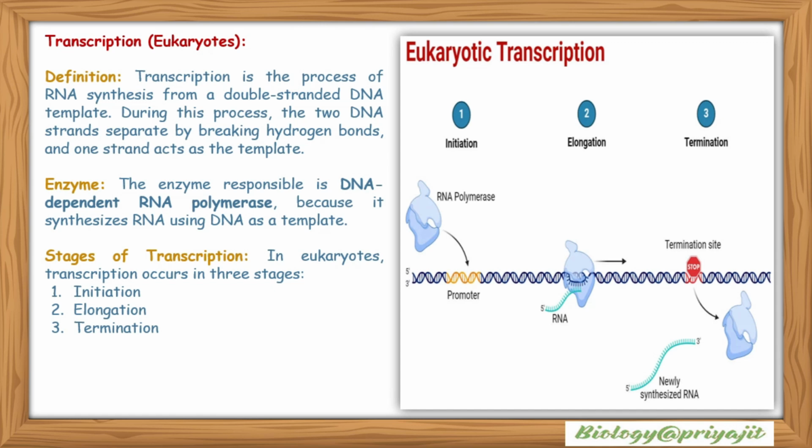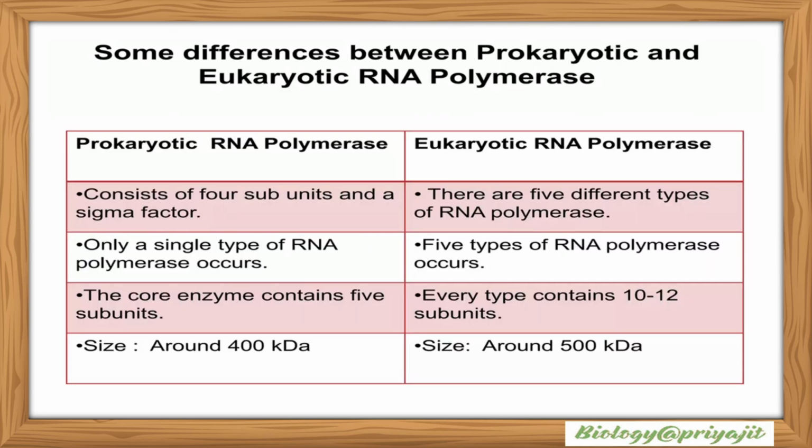Stages of transcription. Transcription in eukaryotes occurs in three stages: initiation, elongation, and termination. These are the three stages of eukaryotic transcription. Some differences between prokaryotic and eukaryotic RNA polymerase. We have already studied the prokaryotic RNA polymerases. Now we will learn the characteristics of eukaryotic RNA polymerases.